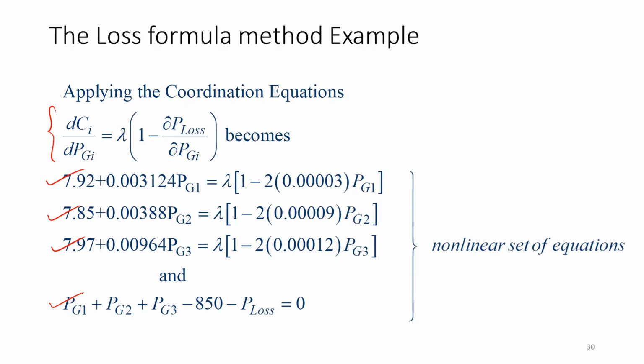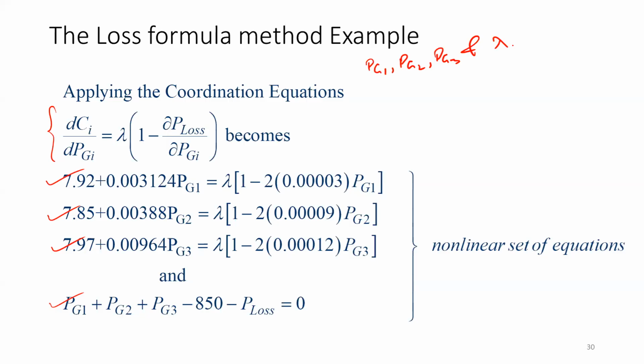So now the problem statement is pretty clear. How many variables do I have? 4. What are those? PG1, PG2, PG3, and lambda. And how many expressions do I have? 4. So it's very simple, right? 4 expressions and 4 unknowns. Can we solve it?